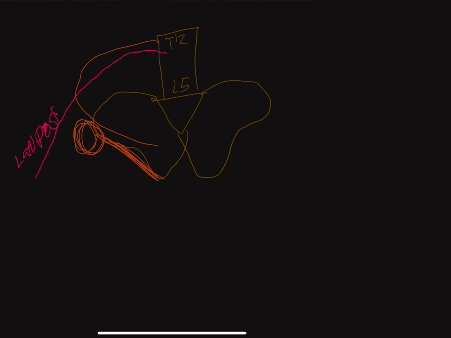Your ilioinguinal, do that one in blue, is going to run along and run with your inguinal ligament and just kind of run along here. And that's going to start innervating some of the cutaneous portions that you find right here.